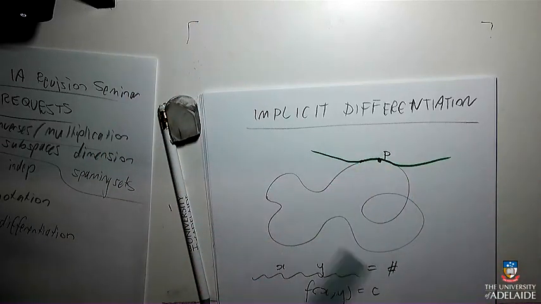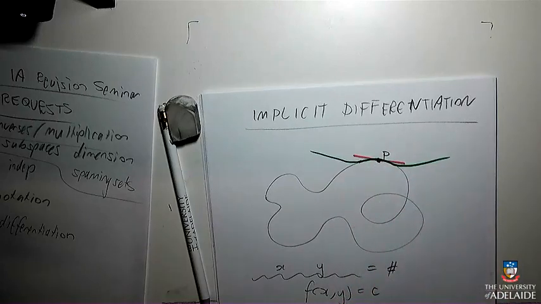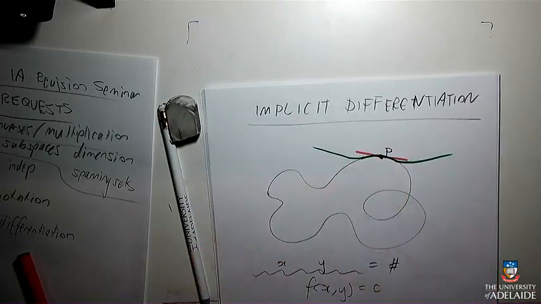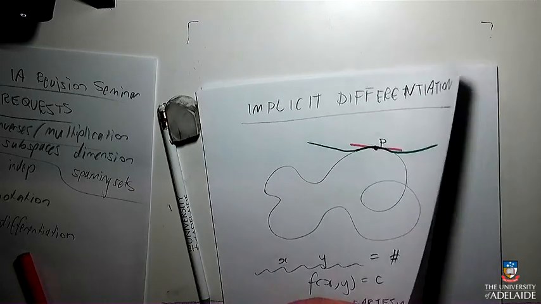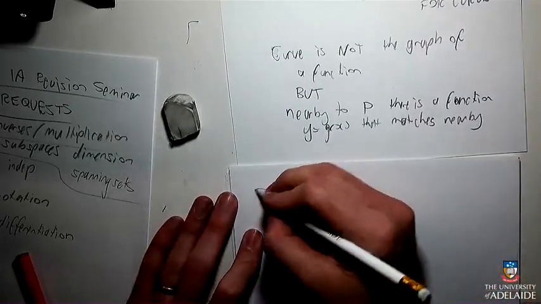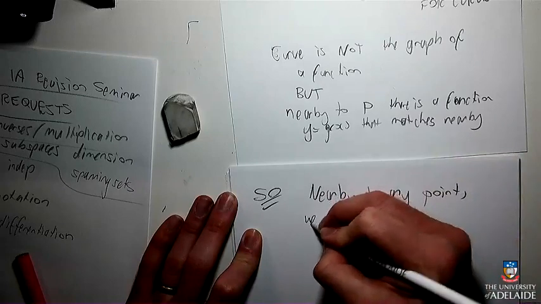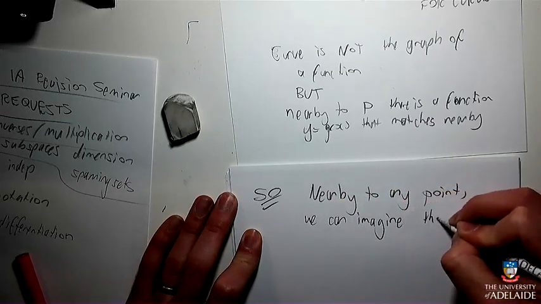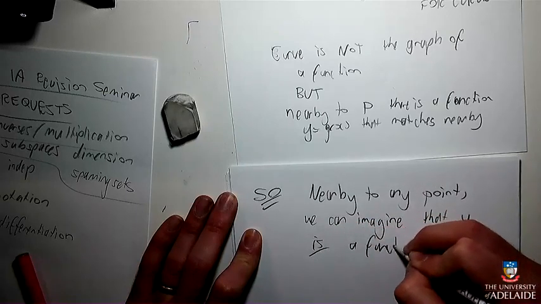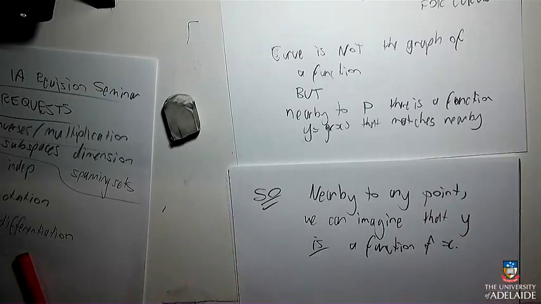And that function has a derivative. And that derivative, we're going to say, well, it matches the curve at that spot. And so we're going to say that's the derivative that we're looking for. That's the philosophy that's going on here. But we're not going to do any of that, actually. We're not going to figure out the function that matches at this spot. We're just going to assume it's there. Okay? So the idea is, nearby to any point, we can imagine that y is a function of x and do our derivatives as if it was.